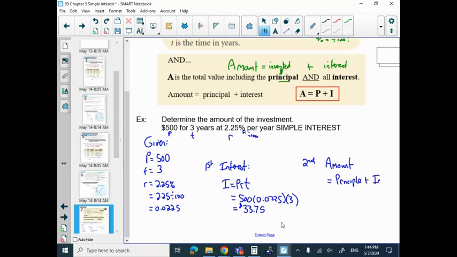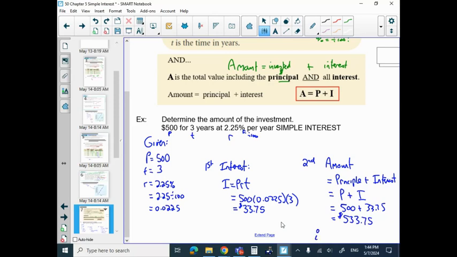And then second is the amount, which we know is equal to the principal plus the interest. Don't even have to think of it as an equation really, but P plus I, of course. So the principal was, in this case, $500. And then the interest was the $33.75, which adds up to $533.75.